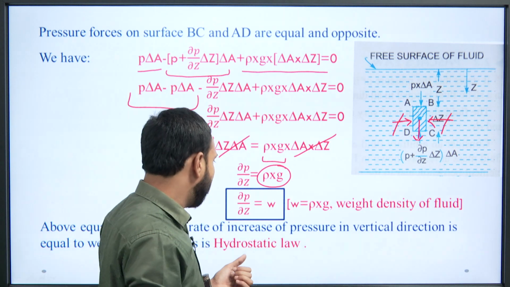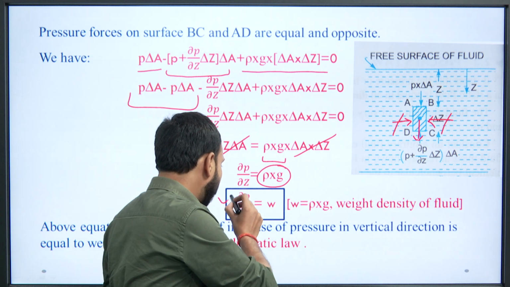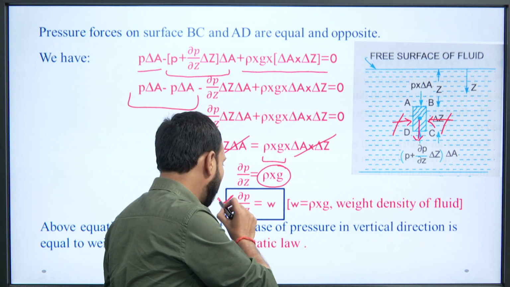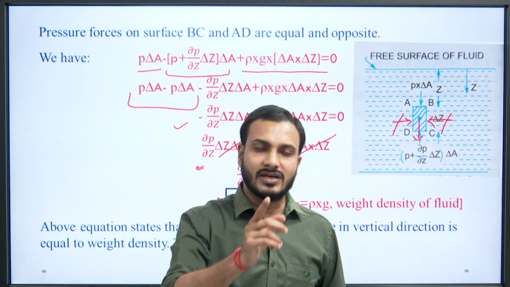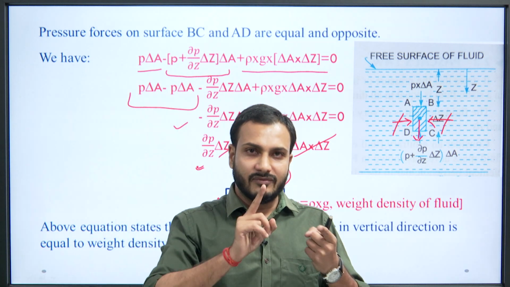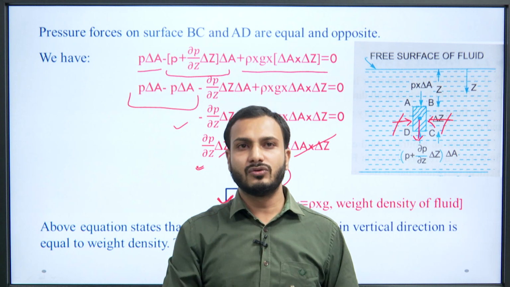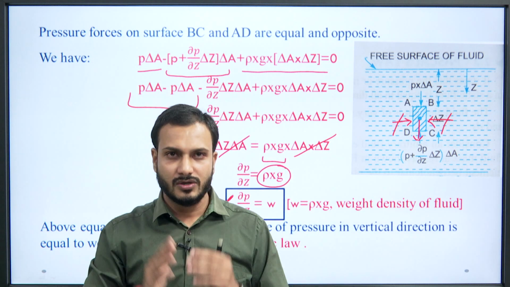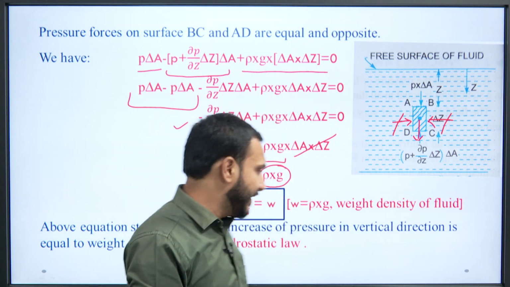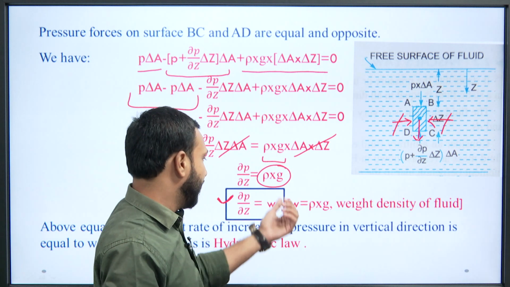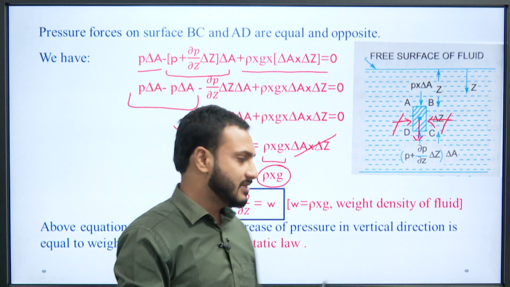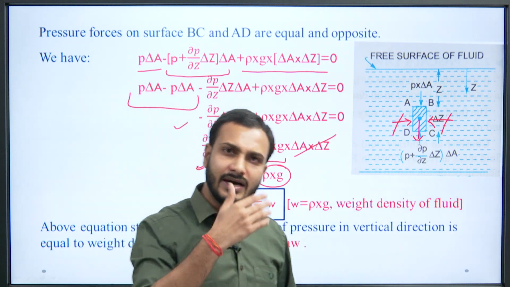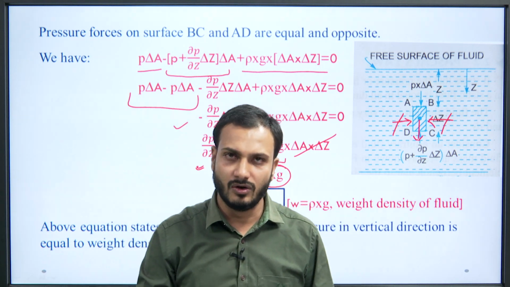तो हमने क्या देखा यहाँ पे, हमने देखा कि the rate of change of pressure, मतलब प्रेशर ग्रेडियंट, किसके इक्वल है, वेट डेंसिटी के. और स्टार्टिंग में आपको क्या बताया था कि we have to prove this thing into the hydrostatic law. So above equation states that the rate of increase of pressure in vertical direction is equal to the weight density and hence it is proved and it is only known as hydrostatic law.